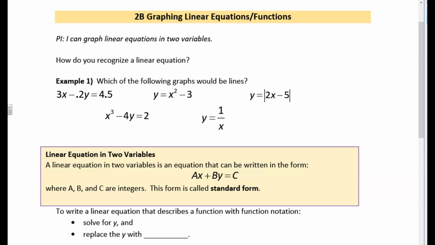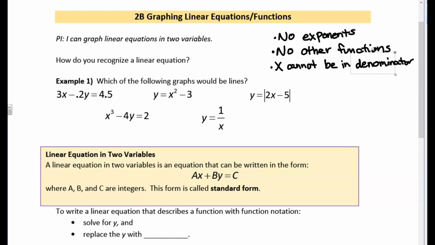The first thing I'm going to talk about is how do you recognize that something is a linear function? Well, here's what a linear function doesn't have. There can't be any exponents, so looking at this, that immediately says that this right here is not a linear function, and nor is this one, because there's a square and a cube. No other functions inside there, where here I see an absolute value, that's a function. It's gone, and x cannot be in the denominator. So this guy's gone too. So of this group of 5 functions, my only linear function is this guy right here.